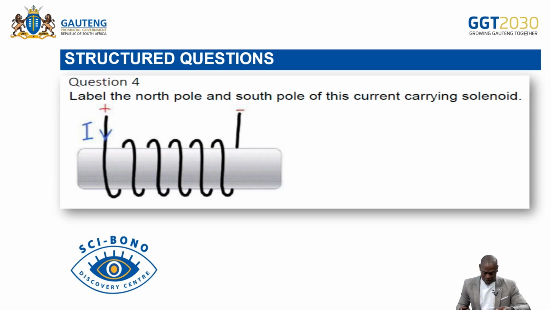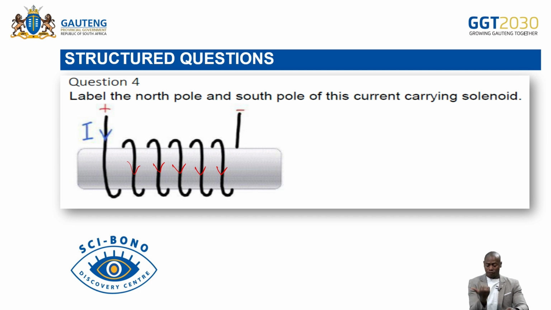Label the north pole and the south pole of this current carrying solenoid. So this is positive to negative, right? So this is what we are going to have as the direction of current. So they want the direction of the magnetic field here. And which rule do we use again? We use right hand rule. But remember, you need to hold it. And when you hold it, bend your fingers, or the bent fingers should follow the direction of the conventional current.